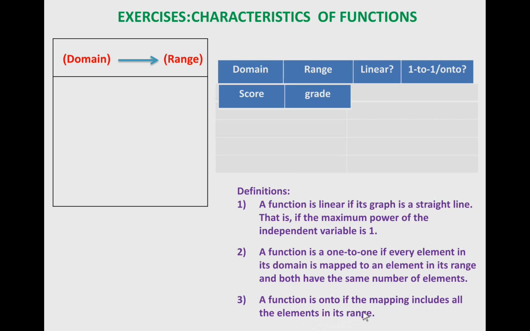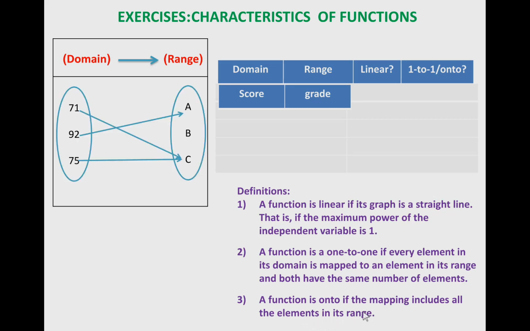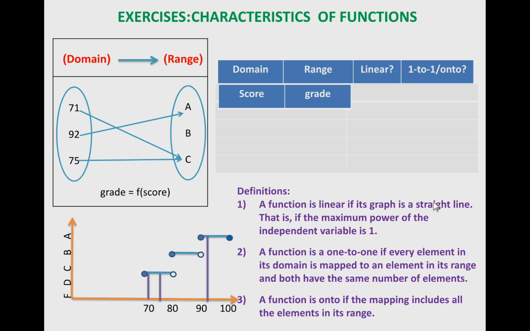First is the score and the grade. This is the function for the score and the grade. The question, is it linear? Before we answer this question, we know that a function is linear if its graph is a straight line. So let's take a look at the graph. Is the graph a straight line? No, it's not a straight line. It's like steps. So this is not a straight line, so the function is not linear.